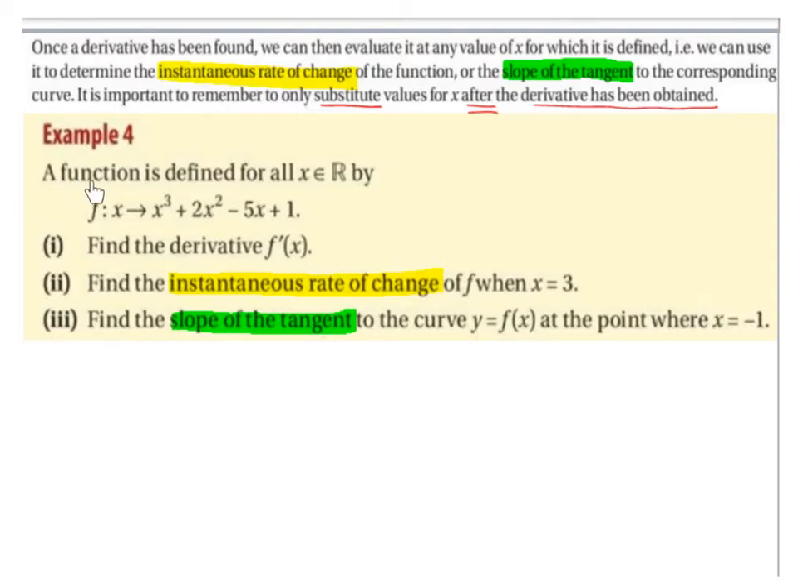Example 4. A function is defined for all x values, elements of the real number set, by f of x maps to x cubed plus 2x squared minus 5x plus 1. We want to find the derivative, f prime x. We want to find the instantaneous rate of change of f when x is equal to 3. And we want to find the slope of the tangent to the curve of y equals f of x at the point where x is equal to minus 1.